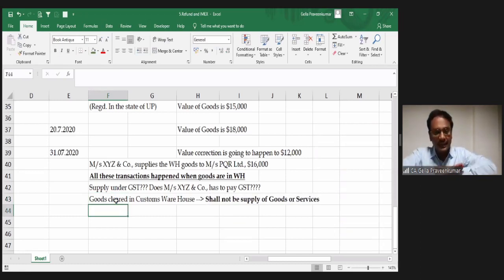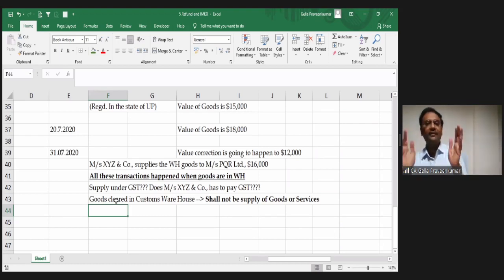Now, XYZ and Co should not pay any GST. I repeat, XYZ and Co should not pay any GST. Why so? The transaction has taken place in customs premises, which is not subject to GST on Indian soil. Reason: when the goods have not crossed the customs frontier, the goods are within the customs premises, the transaction has not triggered the levy under GST law. Schedule 3, Para 8, Clause A.